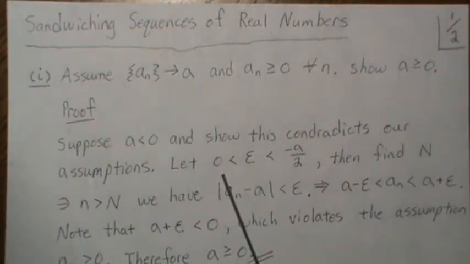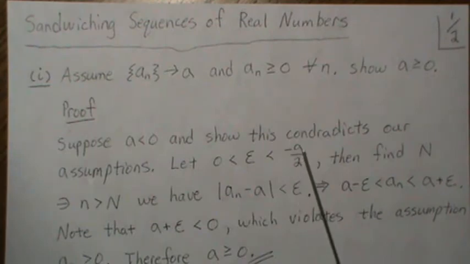So let epsilon be positive, but less than this positive number. Remember, we're assuming that A is negative, so minus A is actually positive, over 2. Then we need to find an n such that little n being greater than capital N, we have this condition that they're really close. But this condition implies this. So remember, if you take away the absolute value, then you have to put a minus epsilon less than this less than epsilon. But then we can add A to everywhere and we get this.